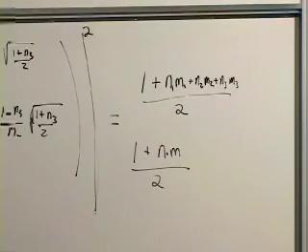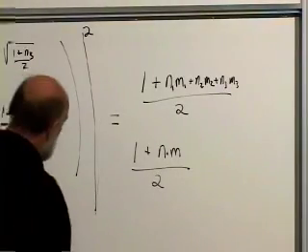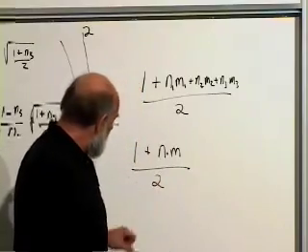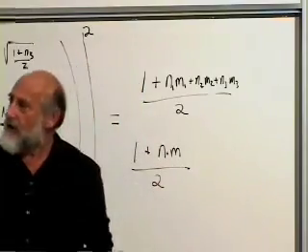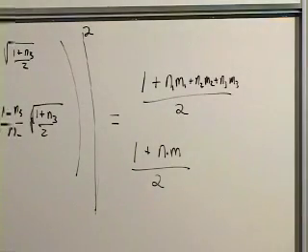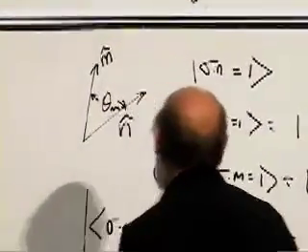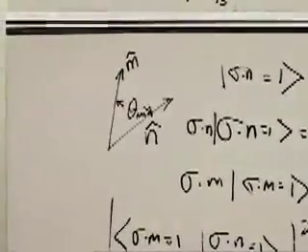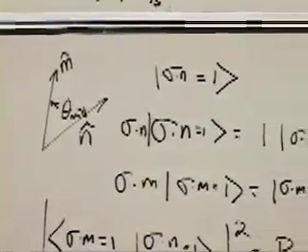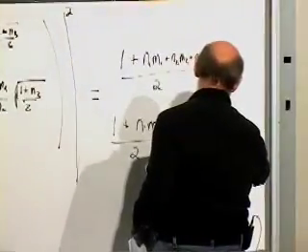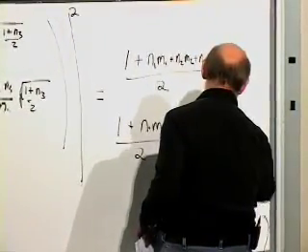It has n's and m's, all of the components all over the place, and it simply boils down eventually to this expression. Now what is n dot m? Anybody know what n dot m is? It's the cosine of the angle between them. Let's call this theta nm, the angle between the n-axis and the m-axis. And so this is just 1 plus cosine of theta nm divided by 2.